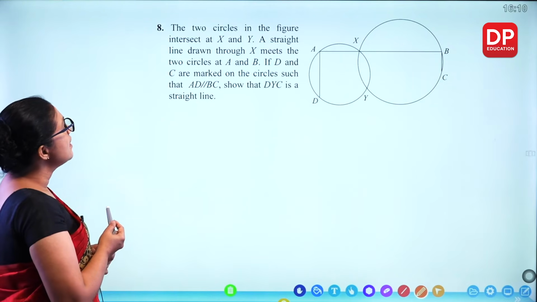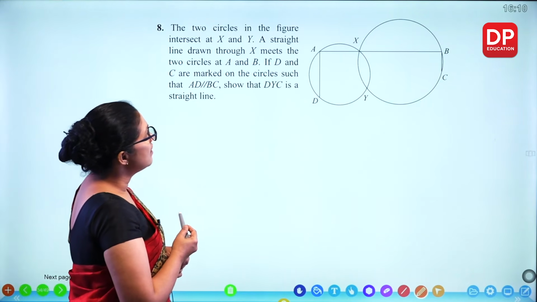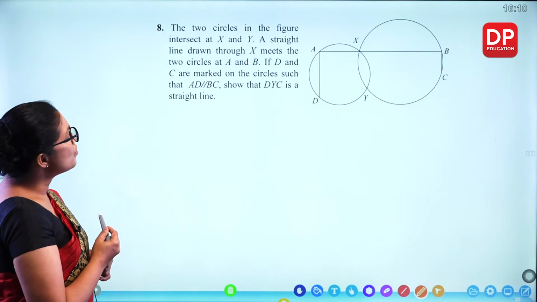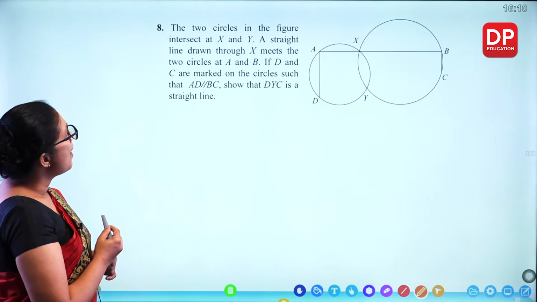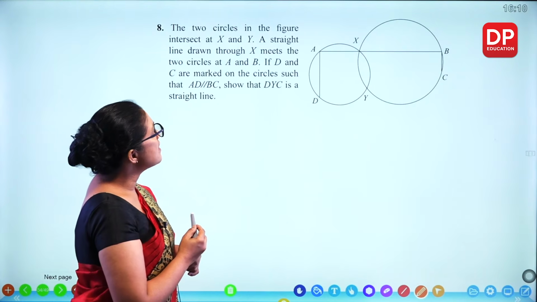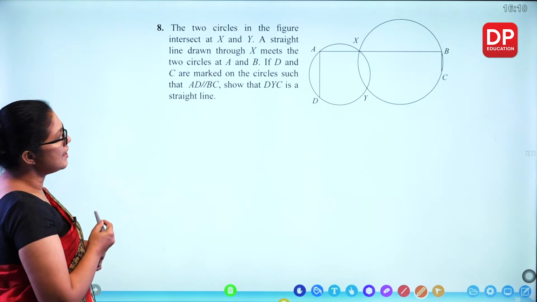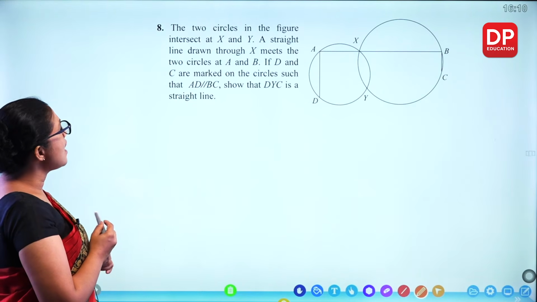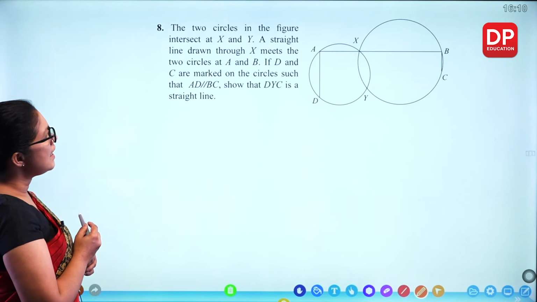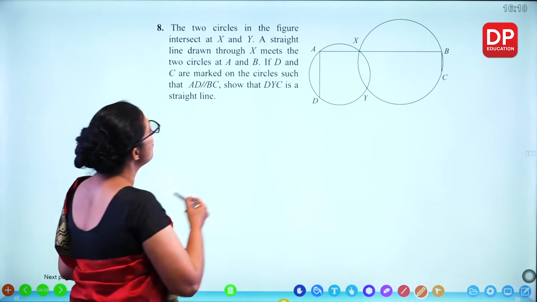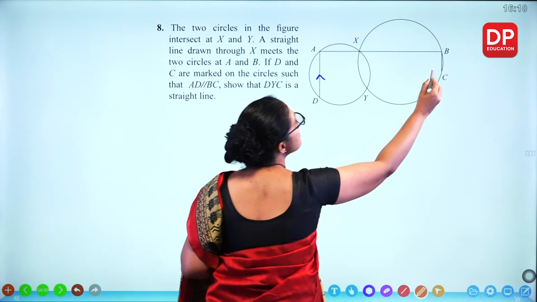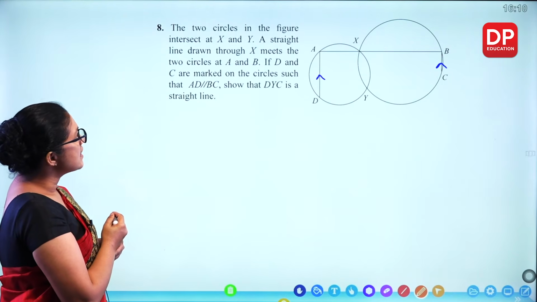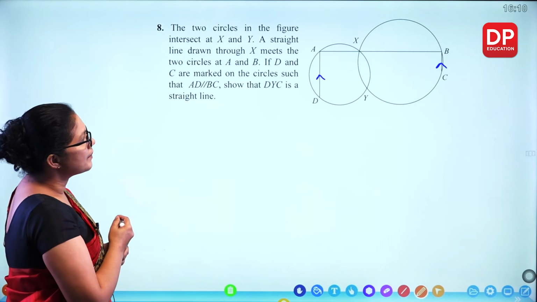Question number 8. The two circles in the figure intersect at X and Y. A straight line drawn through X meets the two circles at A and B. If D and C are marked on the circles such that AD is parallel to BC. So, this is parallel to this line. Show that DYC is a straight line.